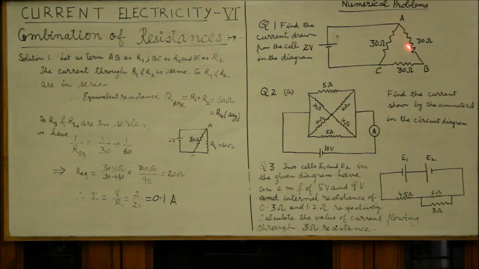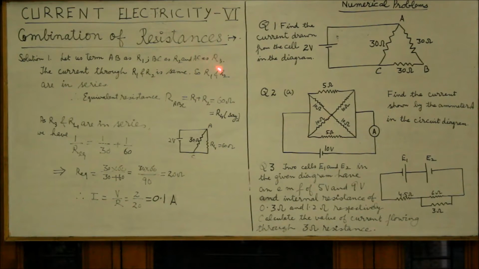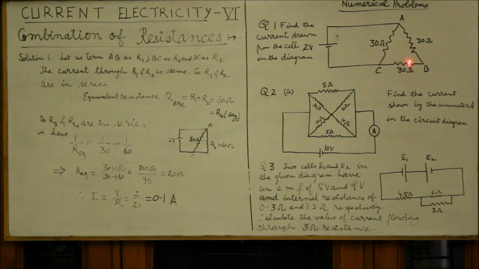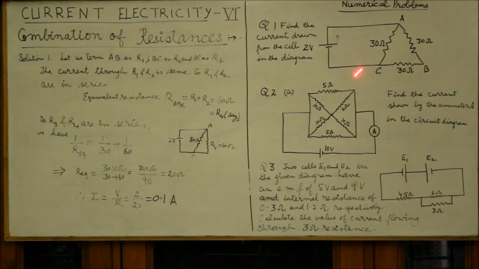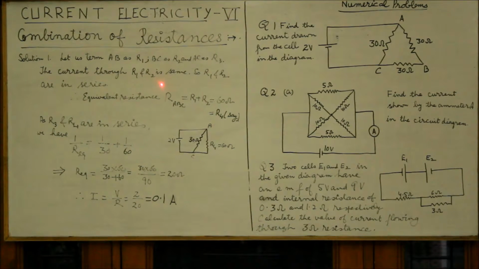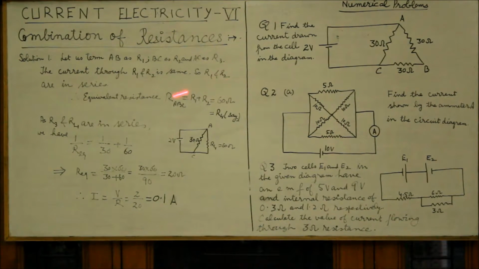Now, whatever current passes through AB, same has to pass through BC. That is, these resistances of 30 ohm each, they are in series combination. For the solution, let's term AB as R1, BC as R2, and AC as R3. As discussed, the current through R1 and R2 is the same. So, R1 and R2 are joined in series.